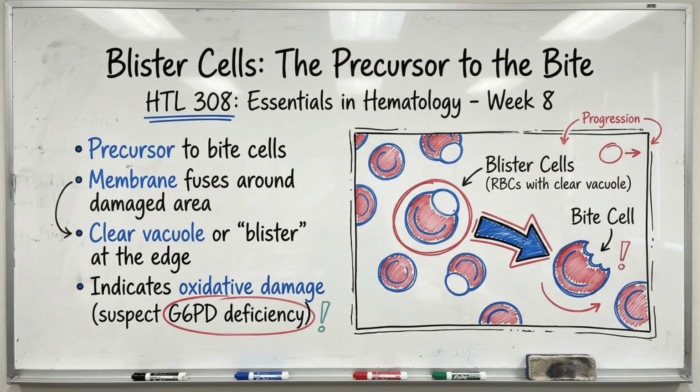Seeing both bite cells and blister cells on a peripheral smear is a really strong indicator of oxidative damage and should immediately make you think about G6PD deficiency. It tells you the cell has been under attack and the spleen has been trying to intervene. Next, we'll shift gears to another intrinsic problem, issues with the hemoglobin itself.